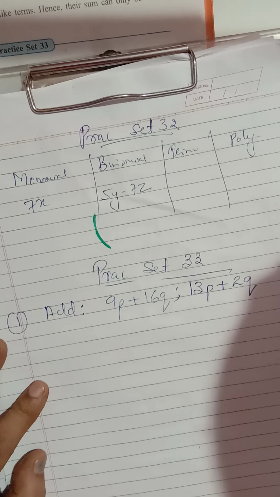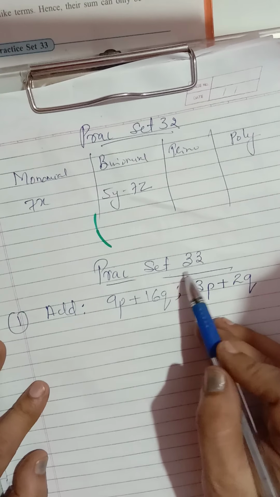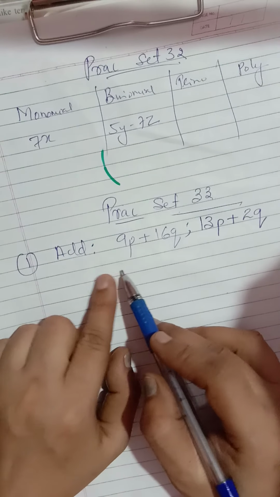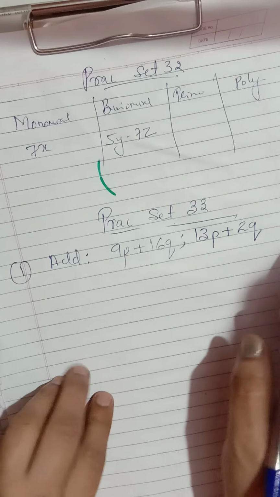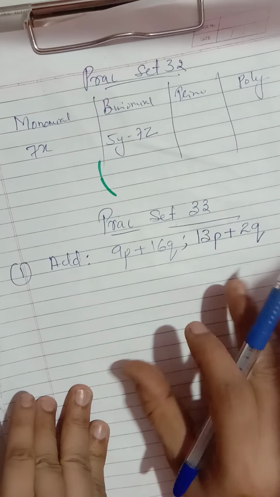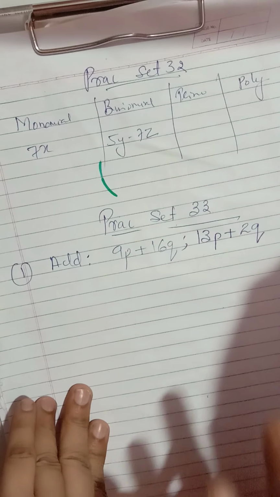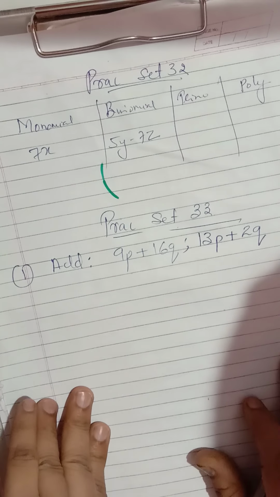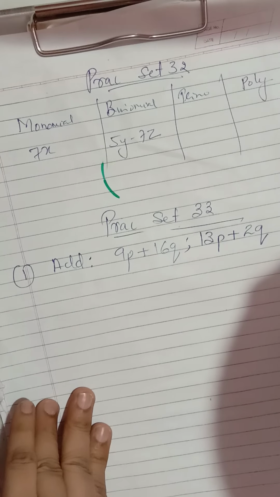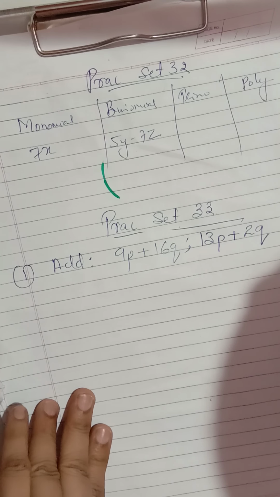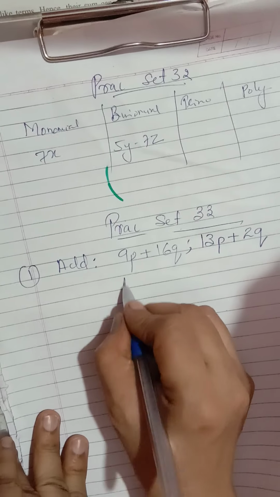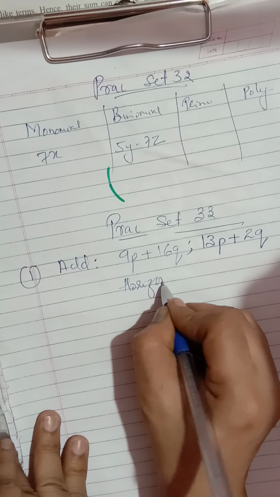Okay, now students, let's start with practice 33. First question is 9p plus 16q and 13p plus 2q. Now see children, this first sum I will do by both methods, horizontal and vertical, but from the second onward I will do all by the horizontal method. You can do vertical also if you want. Okay, so now the first one, let us do by horizontal arrangement.